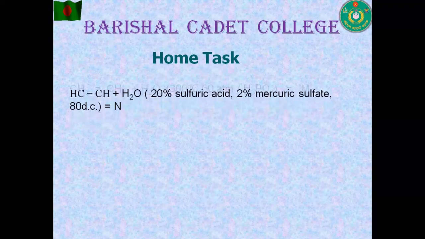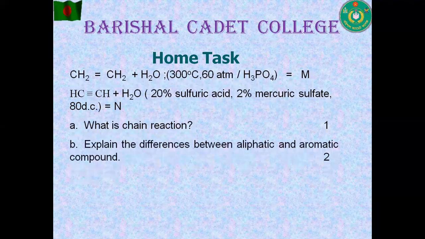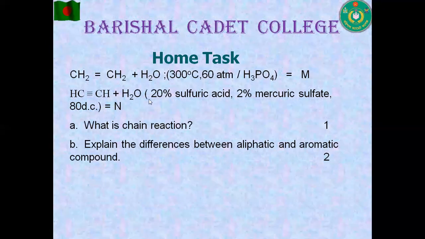There is a home task. Here, a stem is given to produce M and N from the reaction. This alkene reacts with water in the presence of temperature, pressure, and phosphoric acid to form M. What is M? This is alcohol. What is N? This is aldehyde, formed in the presence of 20% sulfuric acid, 2% mercuric sulfate and high temperature. So M is alcohol, N is aldehyde.